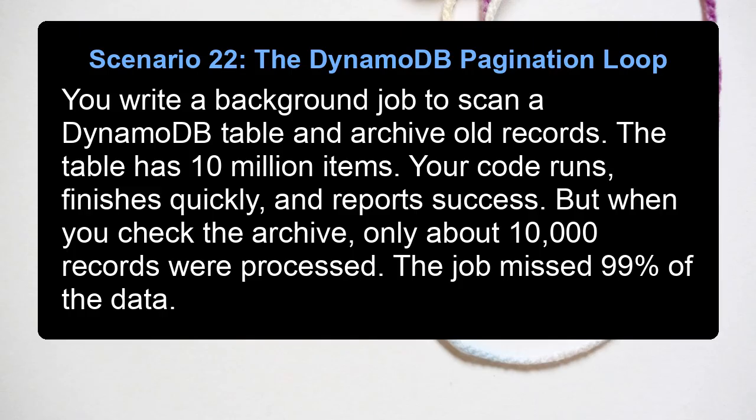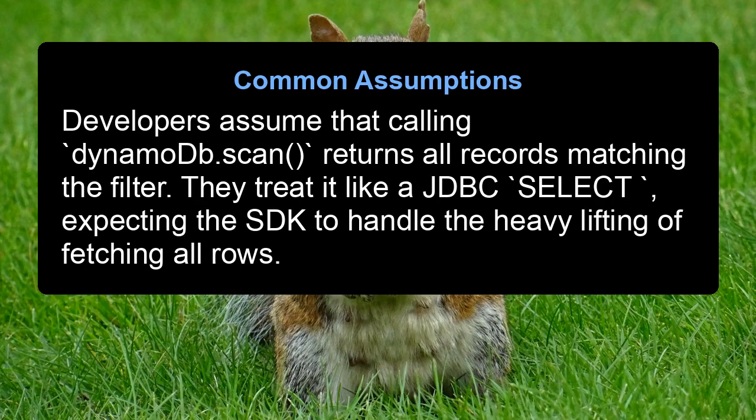Scenario 22. The DynamoDB pagination loop. You write a background job to scan a DynamoDB table and archive old records. The table has 10 million items. Your code runs, finishes quickly, and reports success. But when you check the archive, only about 10,000 records were processed. The job missed 99% of the data. Common assumptions. Developers assume that calling dynamodb.scan() returns all records matching the filter. They treat it like a JDBC select, expecting the SDK to handle the heavy lifting of fetching all rows.